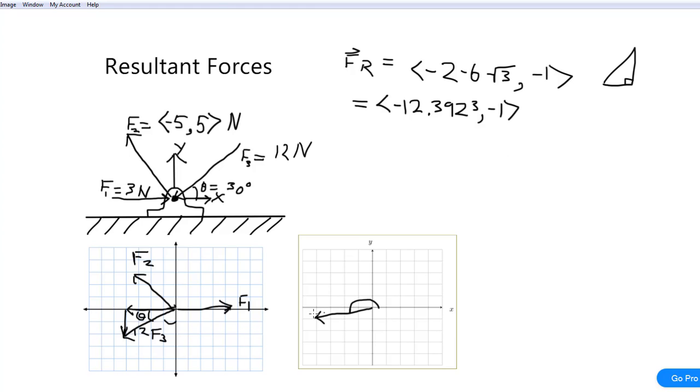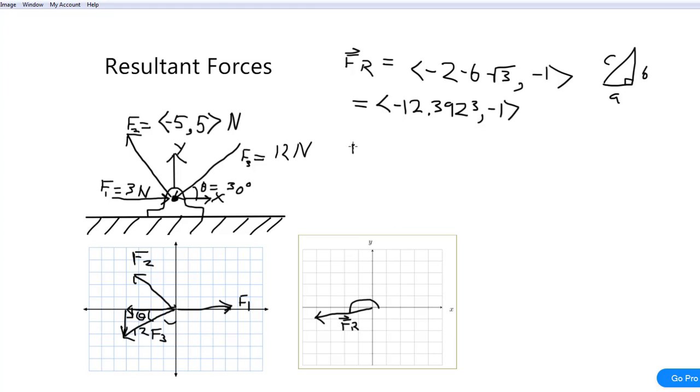We're able to use the Pythagorean Theorem because whenever we deal with components at 90 degrees, it's a right triangle, so you can use a squared plus b squared equals c squared. That's what I'm trying to say. So if we want the magnitude or the length of this guy, FR, we're going to just do the Pythagorean theorem.